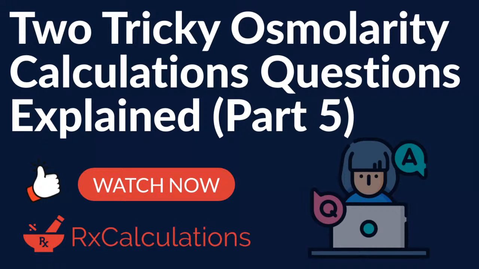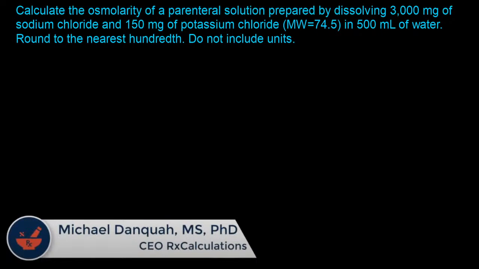So let's dive right into the first question. The question says, calculate the osmolarity of a parenteral solution prepared by dissolving 3,000 milligrams of sodium chloride and 150 milligrams of potassium chloride in 500 milliliters of water. Round to the nearest 100, do not include units.